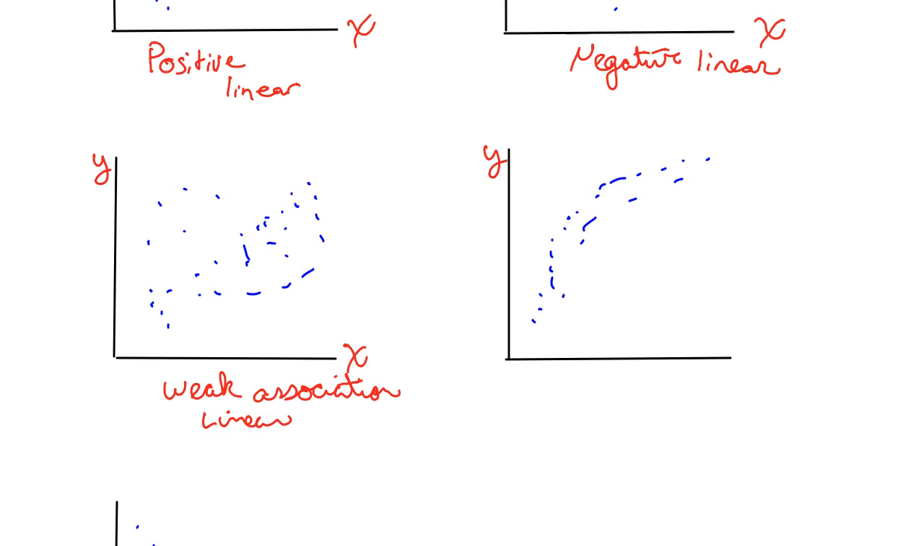Now for the next one, it's not necessarily a straight line. It is still increasing as we read from left to right, so that's still going to be a positive, but it's not a straight line. If it was a straight line, it would go right through here, but notice there's a little bit of a curve to it. So this one's just a positive nonlinear because it's not a straight line.